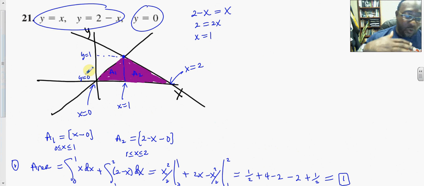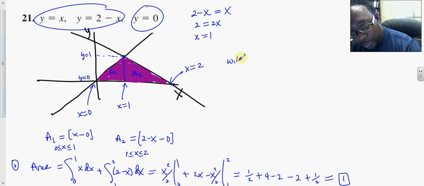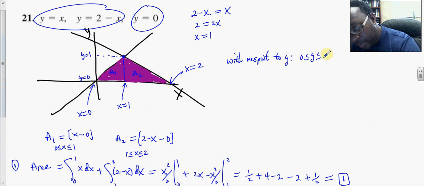And so for the region with respect to y, you don't consider the upper function and the lower function. Here you consider the function to the right, which is the highest value with respect to y, minus the function that is to the left. The function that's to the right is the line y equal to 2 minus x, and the function that's to the left would be the line y equal to x. So with respect to y, we have 0 less than or equal to y less than or equal to 1.